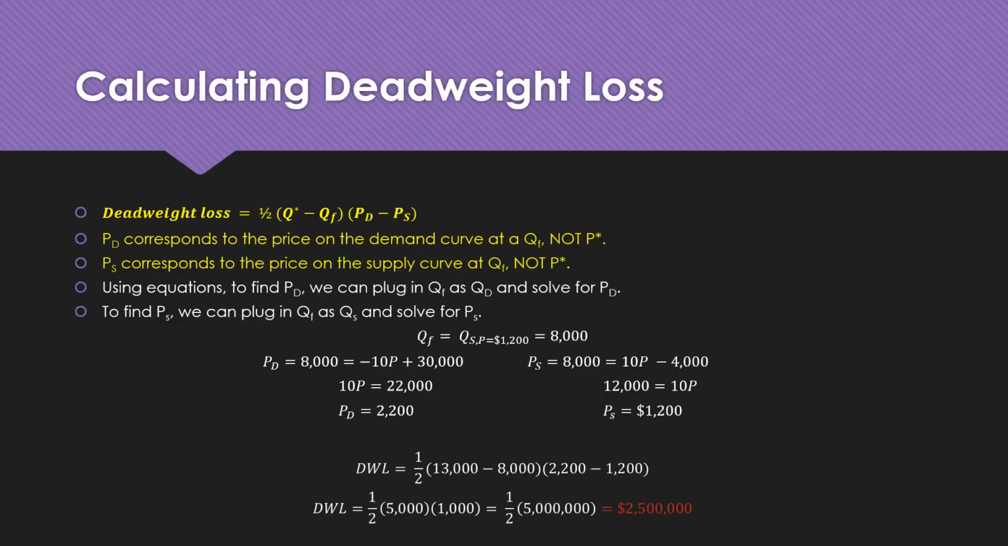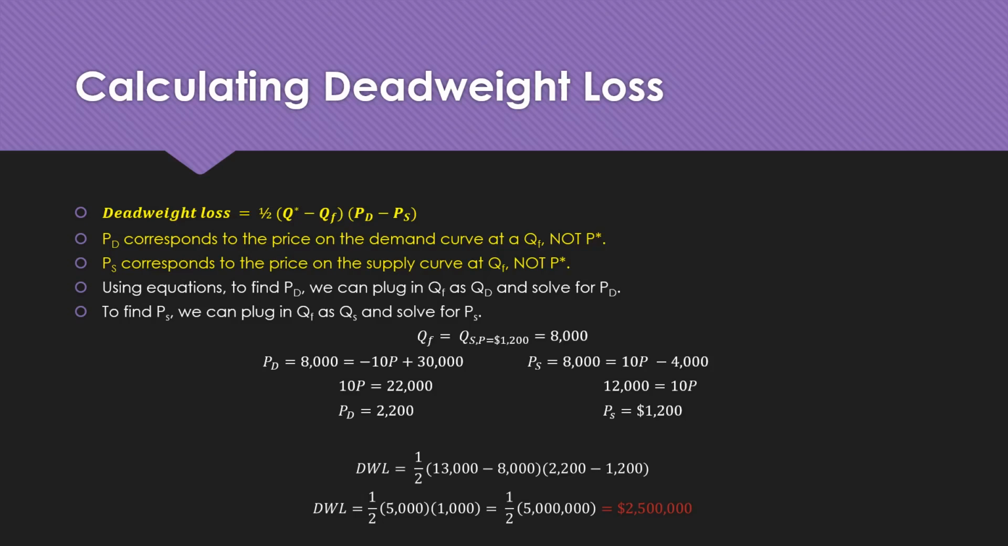So this equation is a little messy, so that's why I've given you a bunch of descriptors here. Q star is market equilibrium quantity, just like it always has been. QF is the quantity that we calculated. So before, remember, Q star was 13,000 units, and QF is calculated to be 8,000 units.